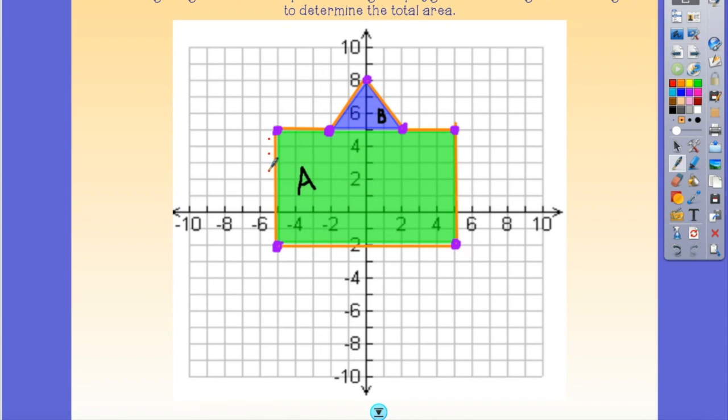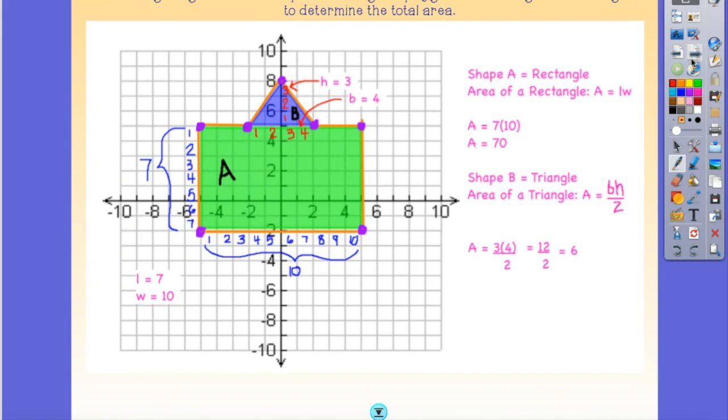So 1, 2, 3, 4, 5, 6, 7. 1, 2, 3, 4, 5, 6, 7, 8, 9, 10. So I'm going to do 7 times 10 for the rectangle. Here the base is 1, 2, 3, 4. And the height has to be a straight up and down line. So I'm going to go from the tip here till the bottom. So that's 3 units. So for the triangle, I'm going to do 3 times 4, which is 12, divided by 2.